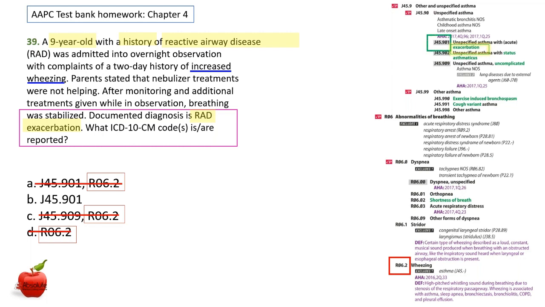So if you go into the alphabetic index and look under the disease, reactive airway disease, you will find it will take us to asthma. And you have seen the patient is having RAD exacerbation. So go and select asthma with exacerbation. That will give you the code J45.901. So good work, coders.